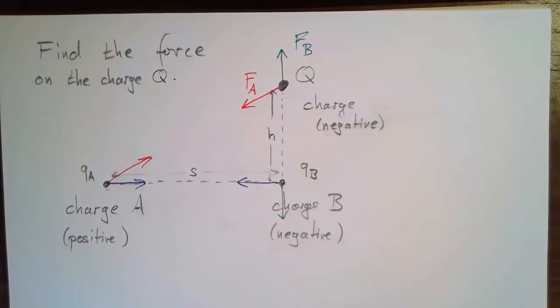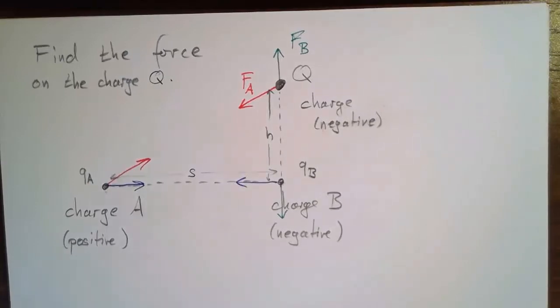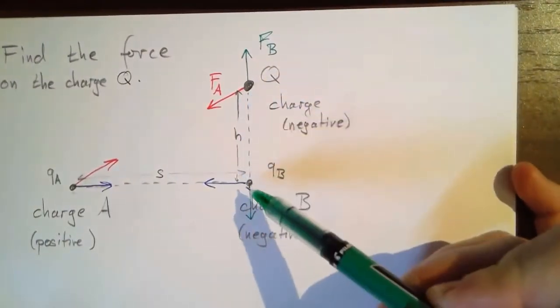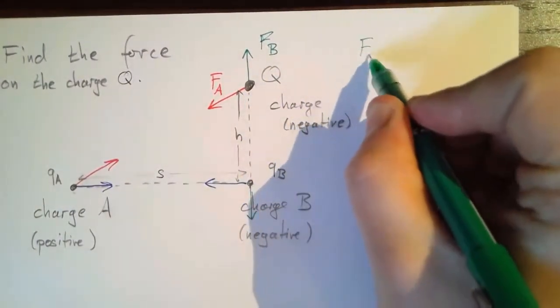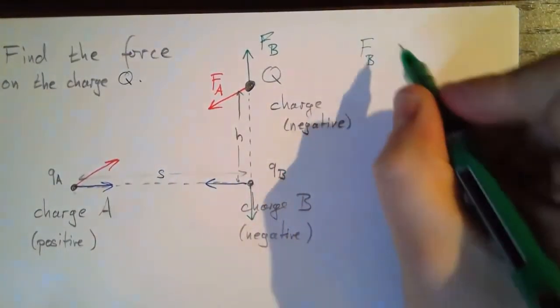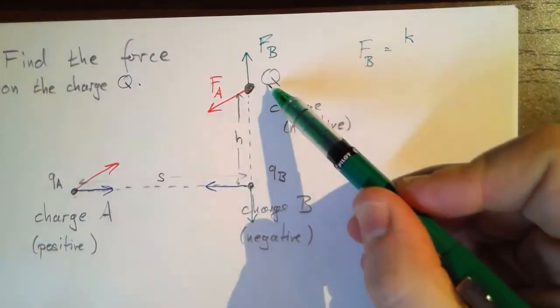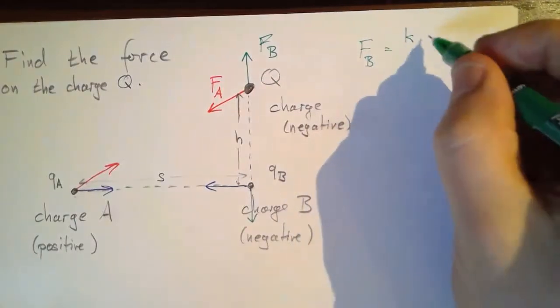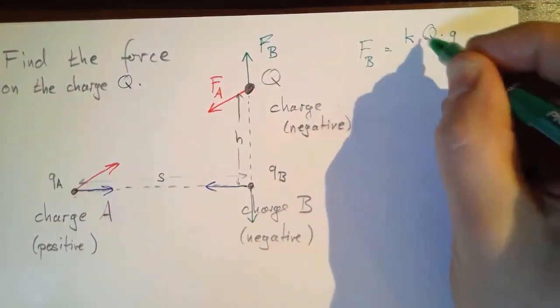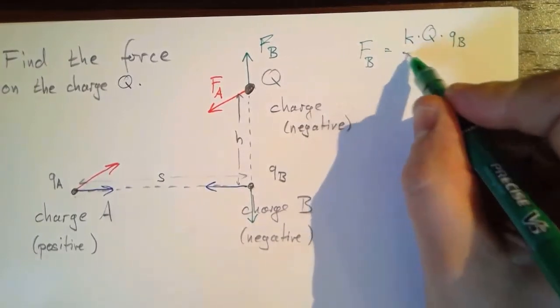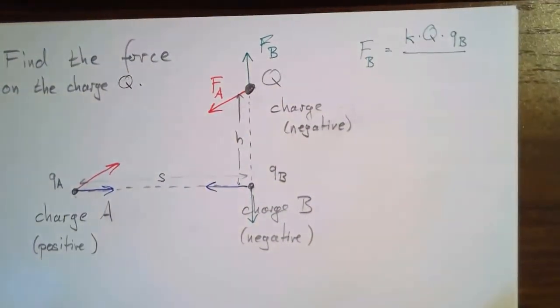So my next step is to calculate the magnitude of each of those two forces. I'm going to use Coulomb's Law. Let's figure out the green one. That's the interaction between this one and this one. The strength of it is going to be K times the two charges that are interacting, Q times QB, divided by the distance between them squared.